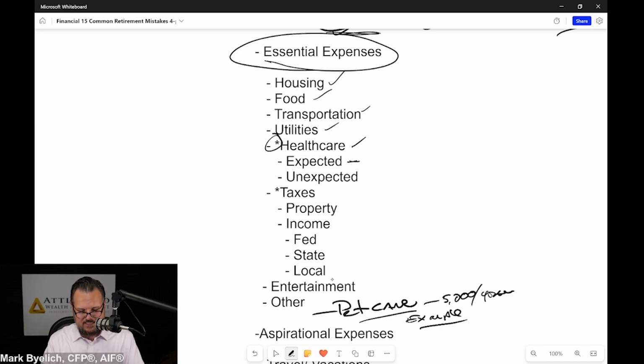And we have expected healthcare expenses. Hey, I know what my planned expenses are. And then we have unexpected healthcare expenses. And we're going to talk more in detail about that in a couple of weeks.